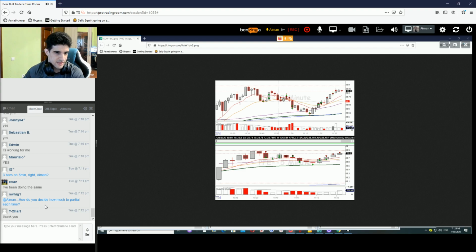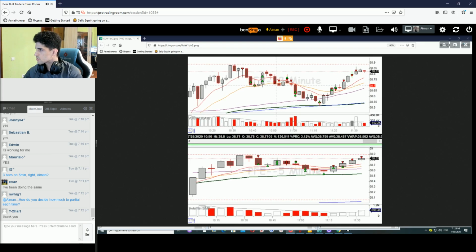And the target is the 9 moving average on the 5-minute chart. The initial target usually is the 9 moving average on the 5-minute chart. But I usually start taking partials at 3 or 4 R. How much do I cover? I always cover 1 R. So if it's going in my favor and I'm up 3 R, I will lock in 1 R and I'll have 2 unrealized and let it run more.